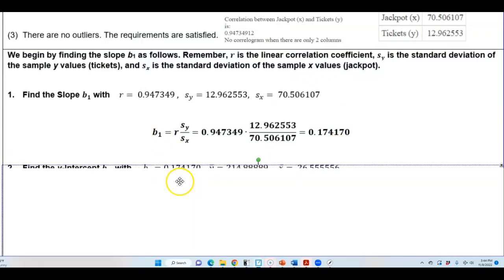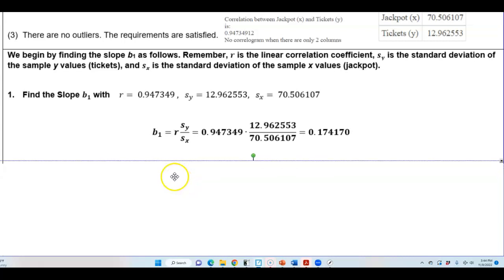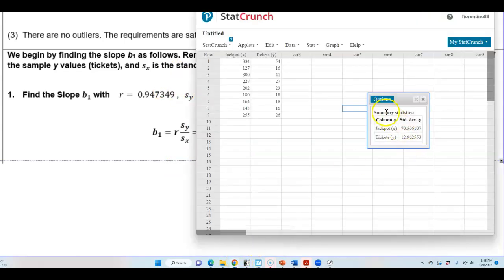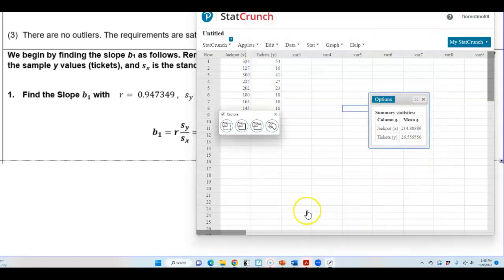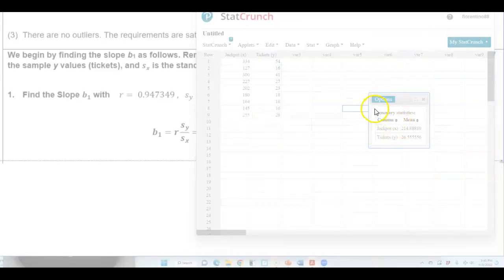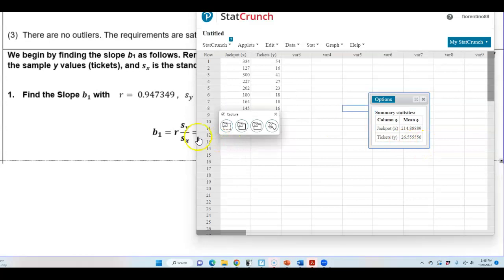Now we want to find the y-intercept. In order to find the y-intercept, we need to find the mean of the x and the y values. So let's come back up here, go to Options, and select Edit. Instead of the standard deviation, let's find the mean of these values. So there's our mean. Let's take a look at that.